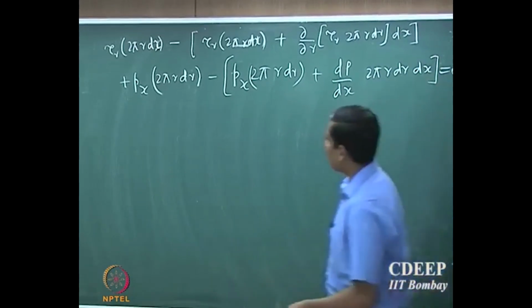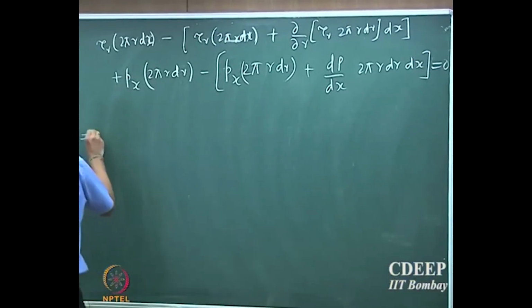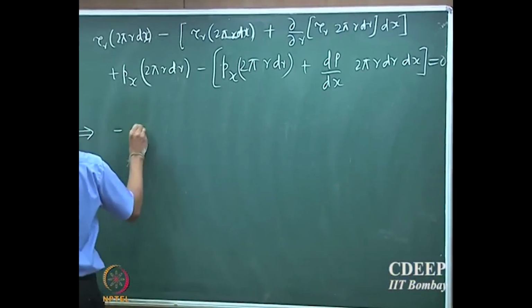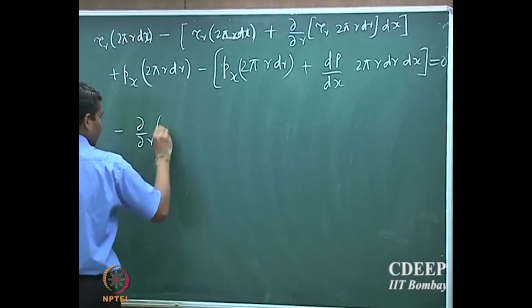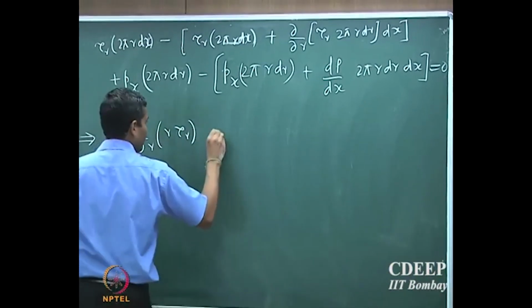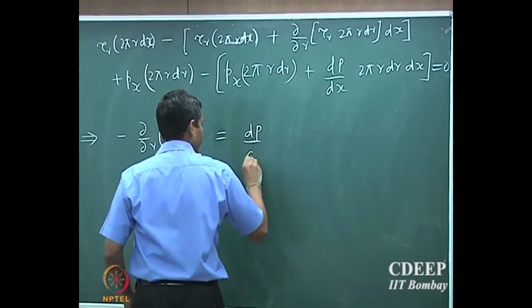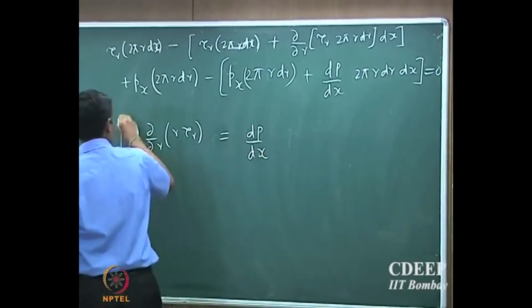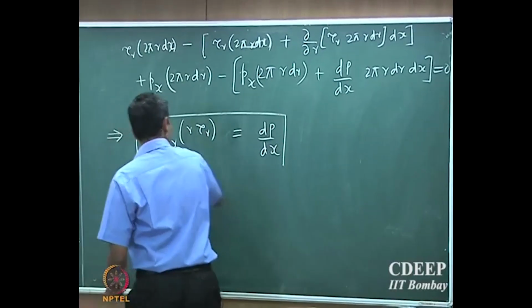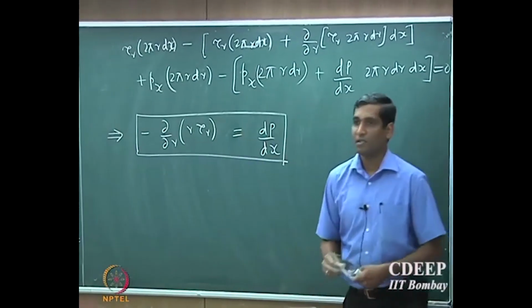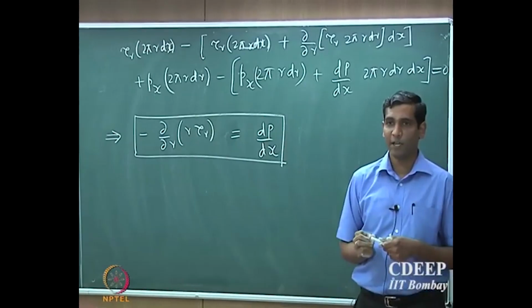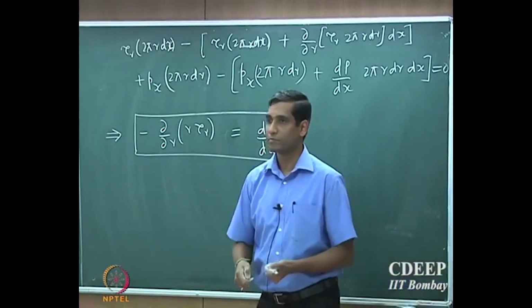Okay. So now, that will be minus d by dr of r into tau r, and that should be equal to dp by dx. So that's the force balance. That's the force balance. Okay. What is tau r?